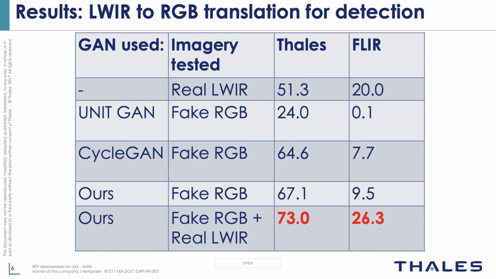The FLIR dataset has many more objects, clutter, occlusions, and constantly changing background. Fusing both the synthetic RGB and real long-wave IR images together for detection improves the overall F1 scores.